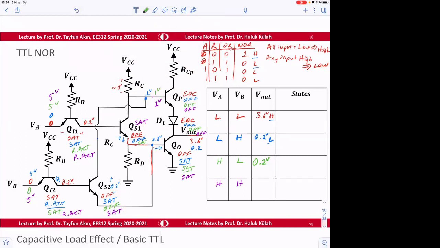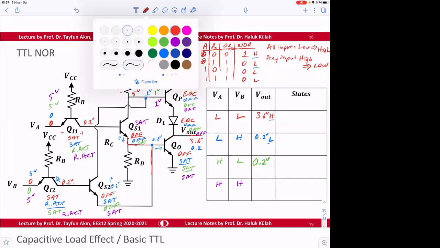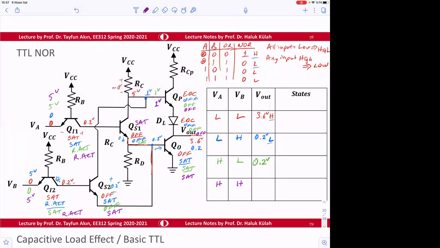So in the other case, let's put this one also. Here that would be 5 volts for the white, I mean, for the other case. So therefore, here output is going to be again 0.2 volt. Okay, so therefore we obtain a NOR gate. Is that okay?